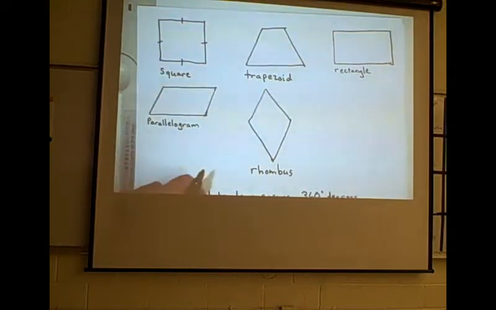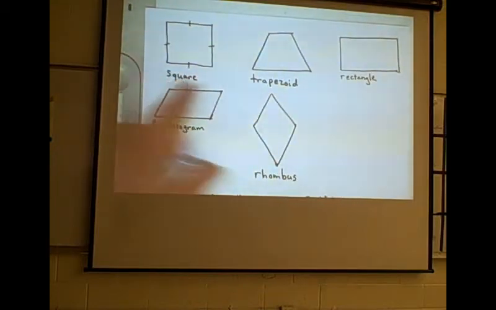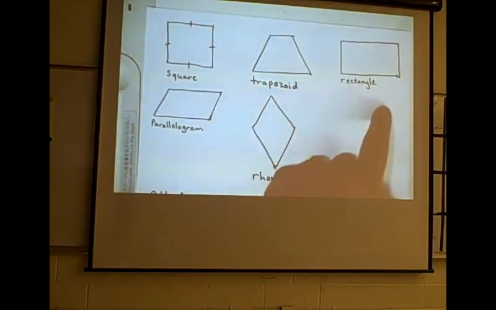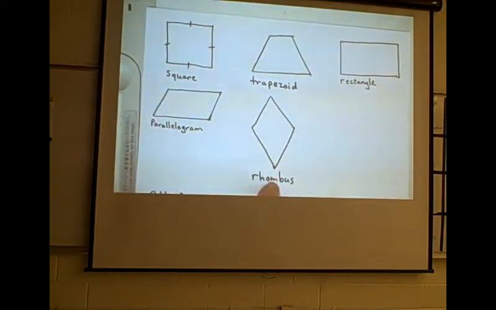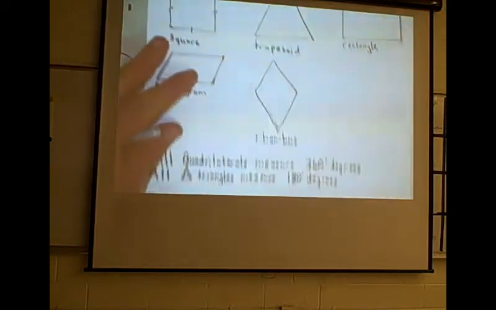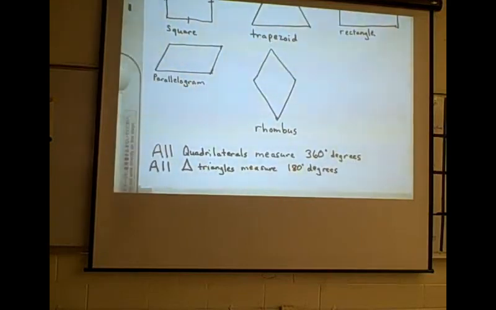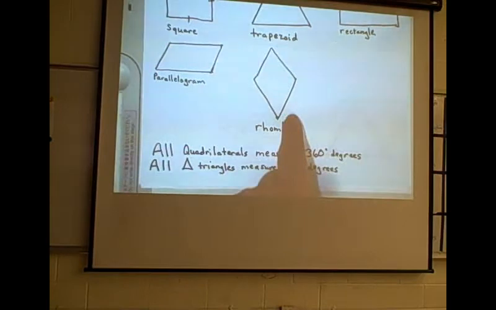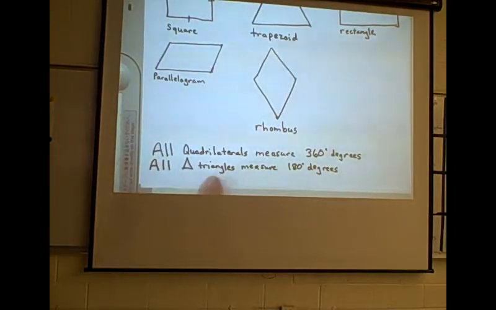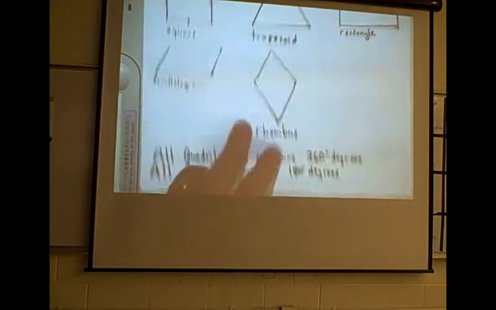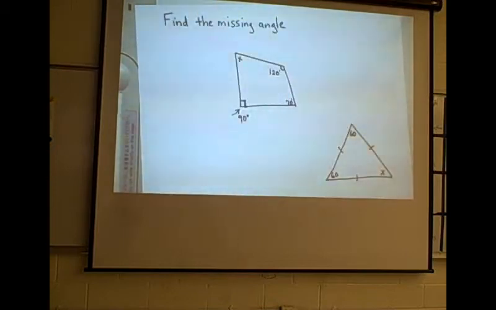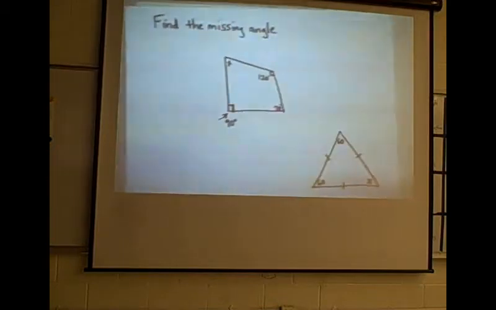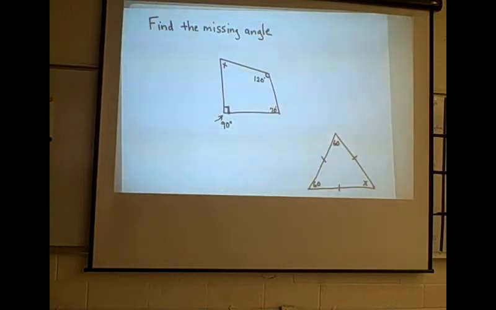So, remember your shapes: square, trapezoid, rectangle, parallelogram, and rhombus. And don't forget these concepts. All quadrilaterals measure 360 degrees when you add up all the degrees. All of these are quadrilaterals. And then all triangles measure 180 degrees. For today's lesson, you will need to find the missing angle.